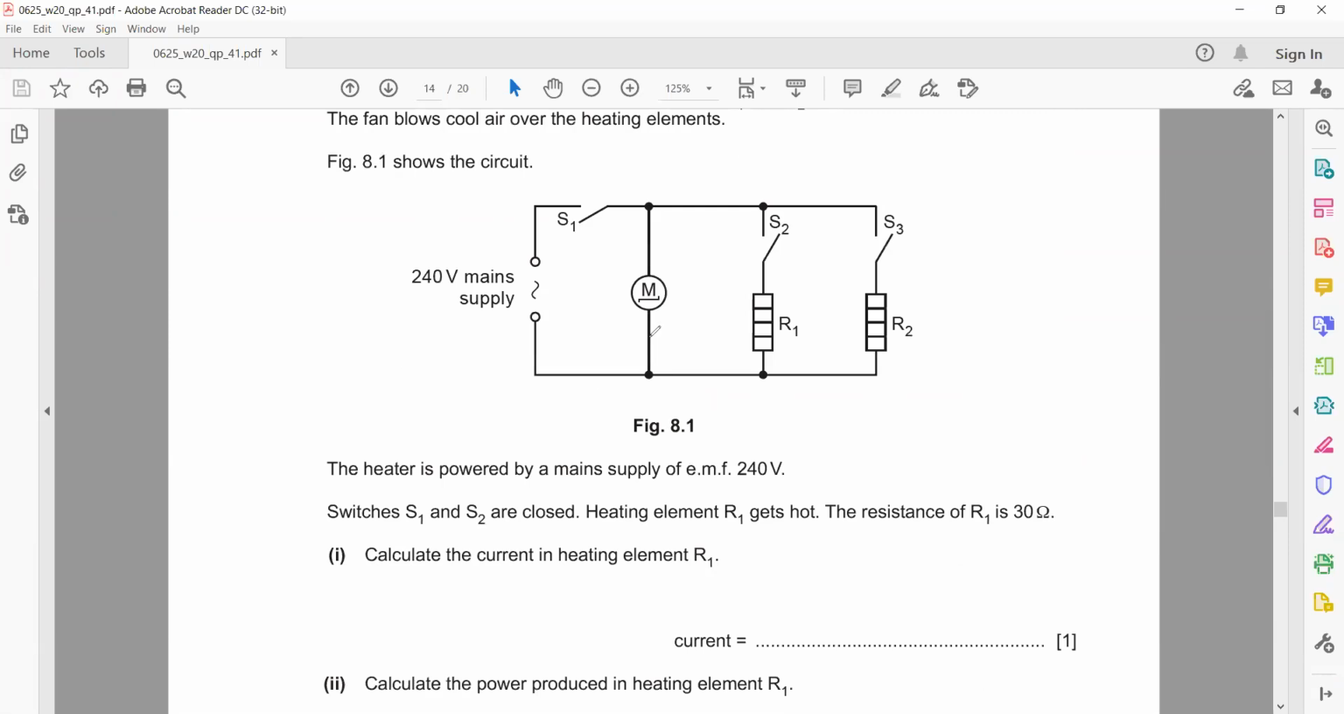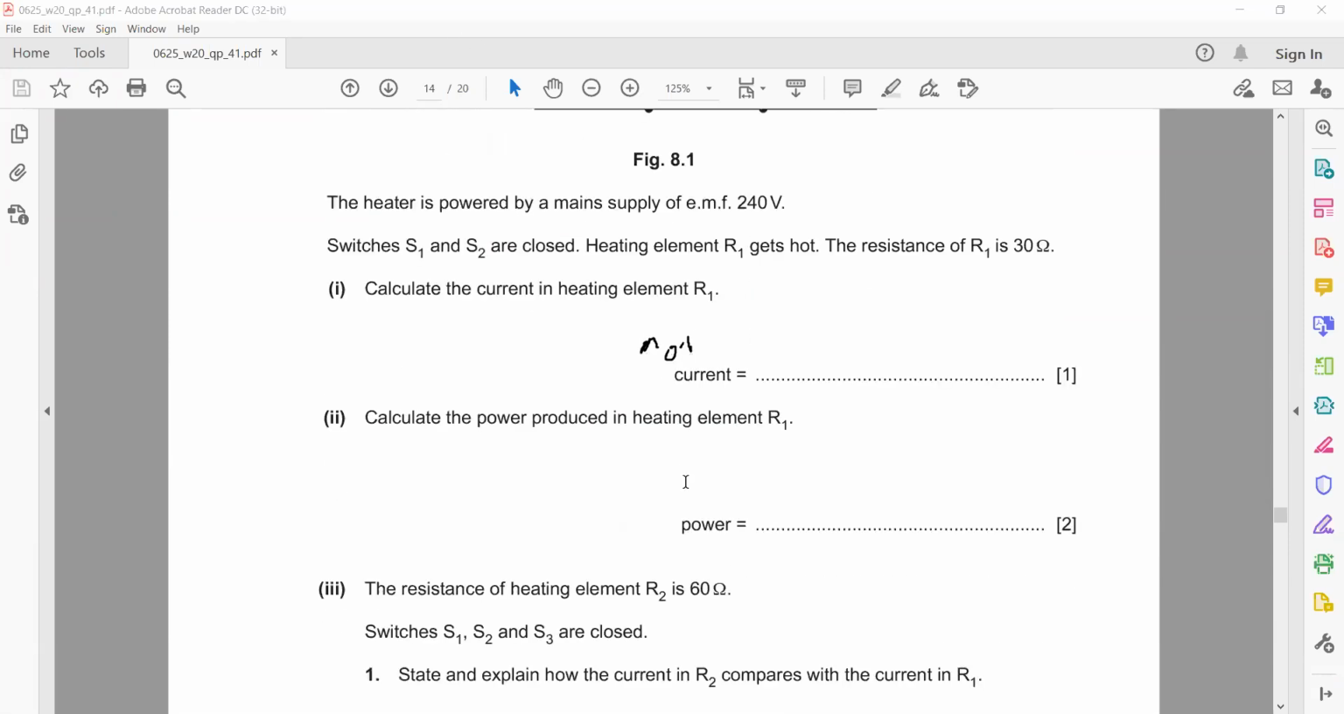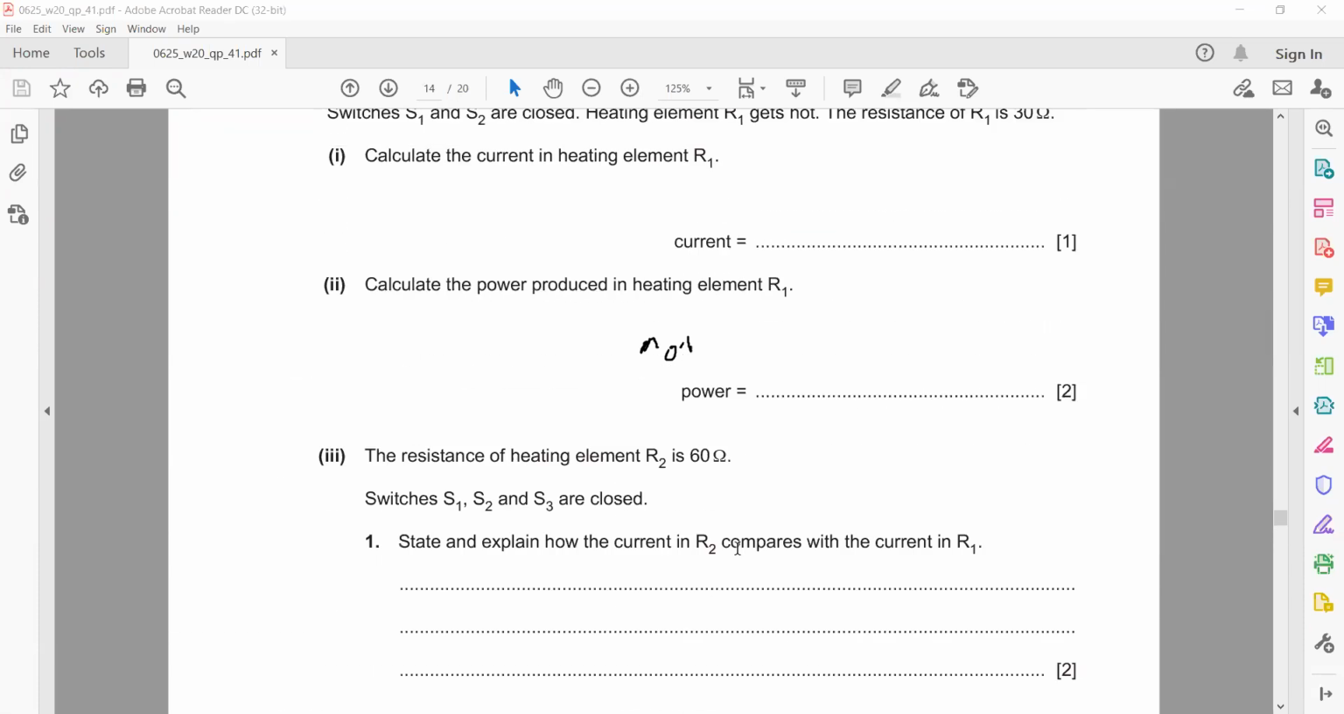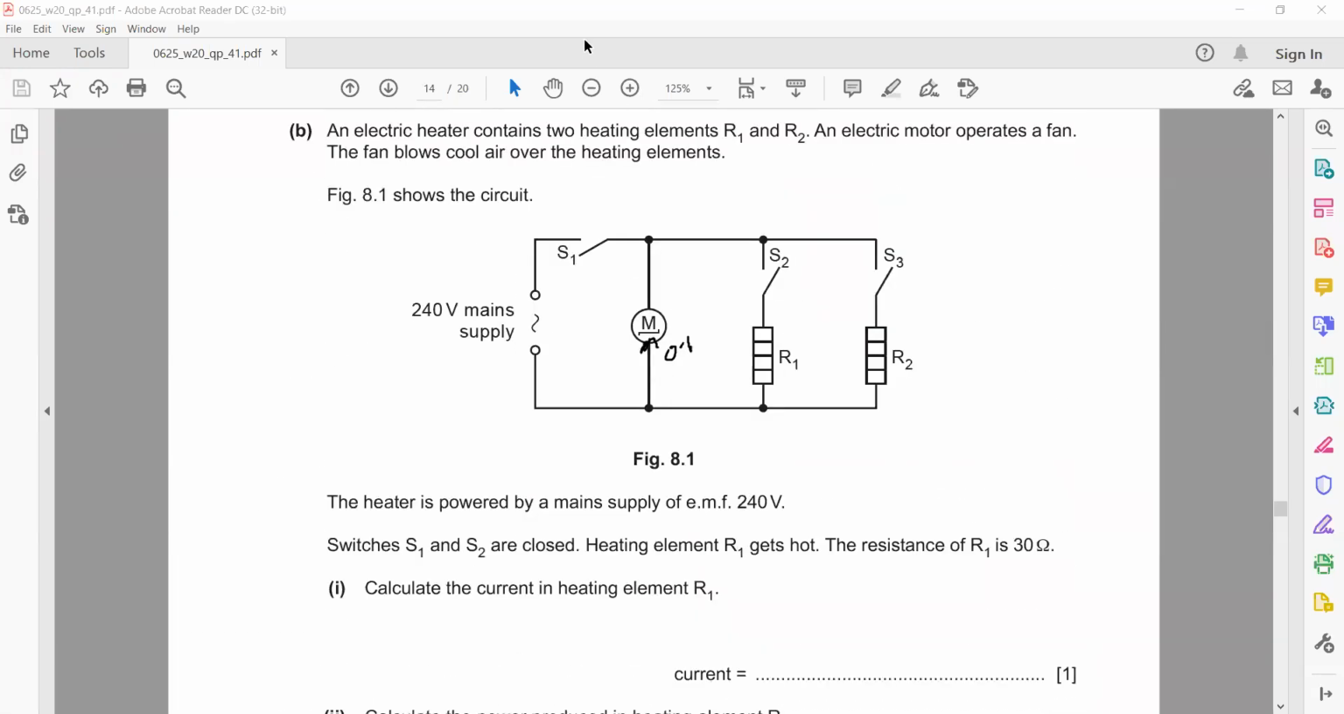Current in the motor is 0.1 ampere. The current in R1 we calculated, it was 8, and the current in R2 is half of it, so it will be 4. So what is the total current coming out from the battery, from the supply? So 0.1 plus 8 plus 4, so it is 12.1.